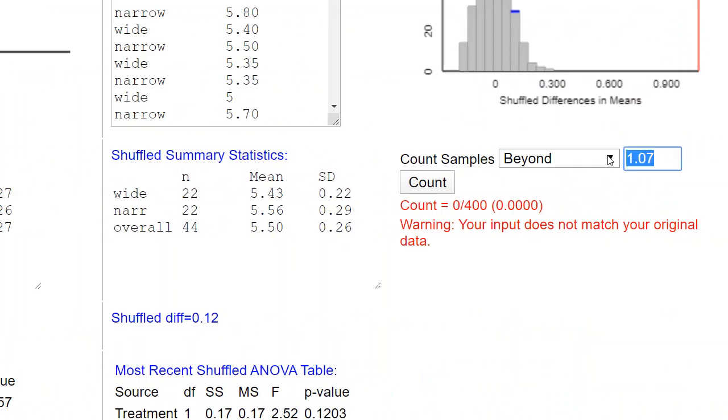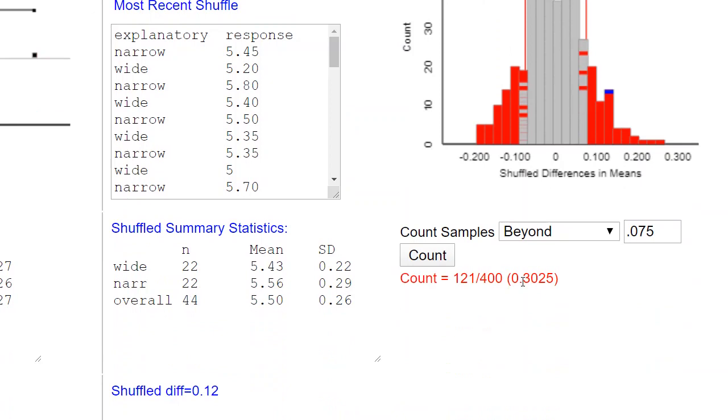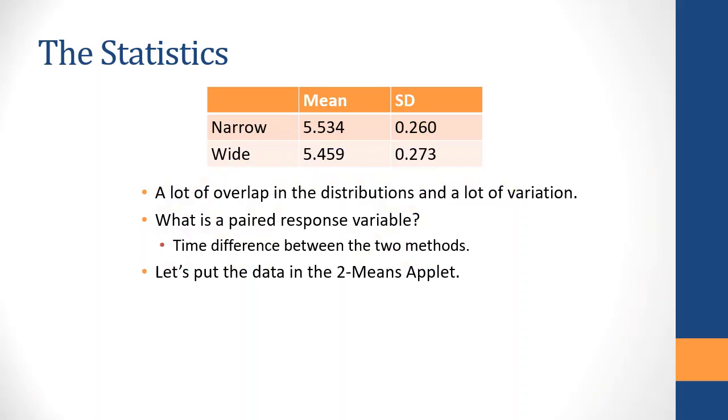So if we plug in 0.075 here, yeah, it's not right on zero, but it's certainly not way in the tail. So our p-value is 0.3. So yeah, we did observe a difference, but that difference wasn't big enough for me to conclude that the narrow route is definitely faster or slower than the wide route, right? It just wasn't statistically significant.